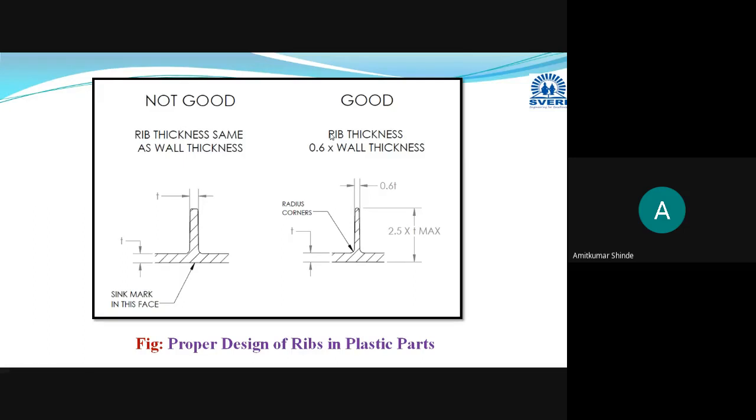It should be 50 to 70% of the wall thickness. For example, here I have taken this rib thickness as 0.6 t, that is 0.6 times the wall thickness. This is the wall thickness t, and the rib thickness we have taken here is 0.6 times the t. Generally we take 50% to 70% of the wall thickness as the rib thickness, to avoid the sink marks. It is very helpful to avoid the sink marks.